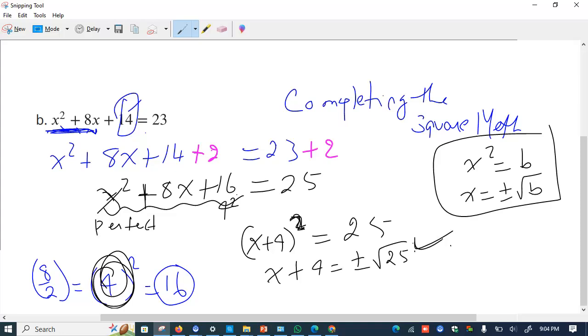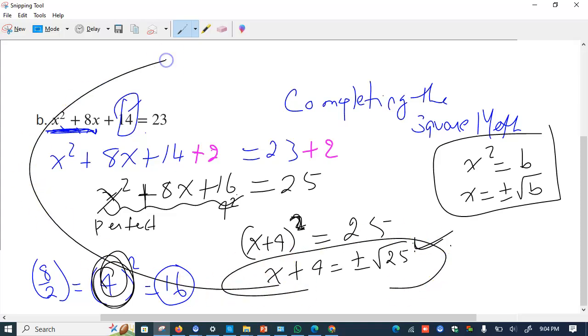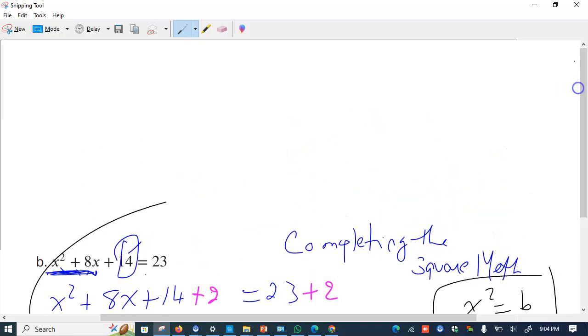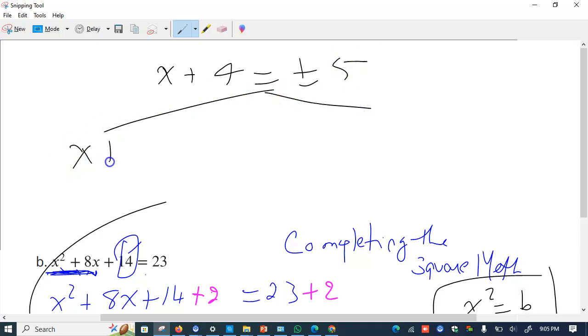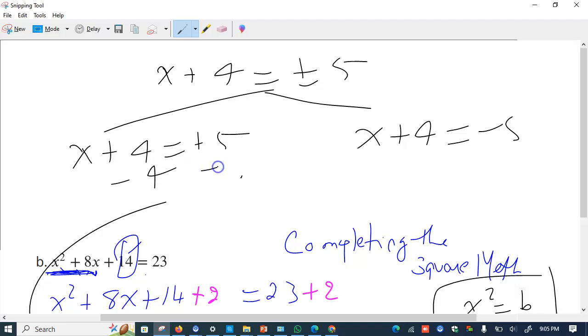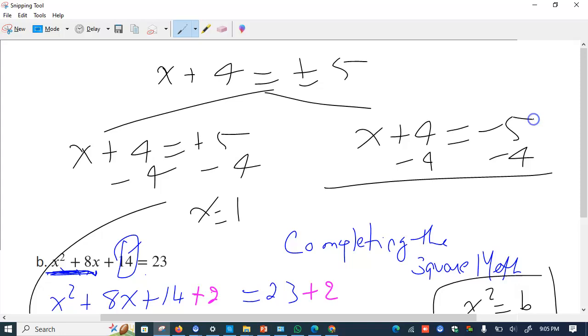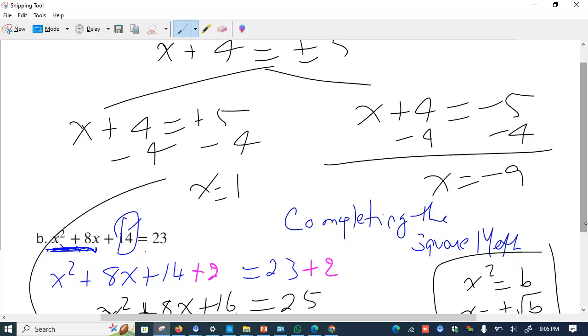So let me go back and from this step, let me write it up. There's no space. So x plus 4 is plus or minus 5. And then you have two options. One is plus 5 and the other one is minus 5. And you know the answer. Subtract 4, you get x equals 1. And if you subtract 4 on this side, you get x equals minus 9. And you're done. So this is how you can do it using the completing the square method.